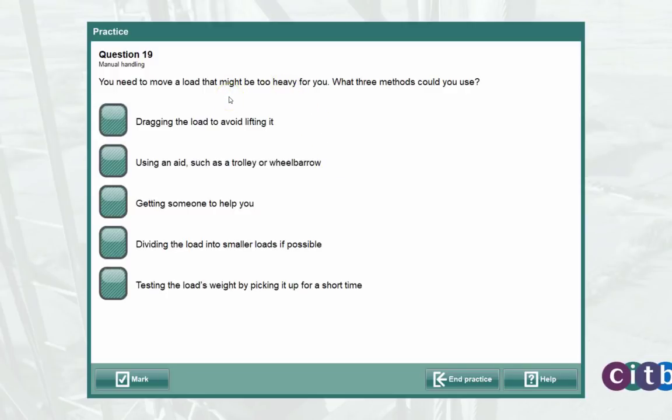You need to move a load that might be too heavy for you. What 3 methods could you use? Dragging the load to avoid lifting it. Using an aid, such as a trolley or wheelbarrow. Getting someone to help you. Dividing the load into smaller loads if possible. Testing the load's weight by picking it up for a short time.